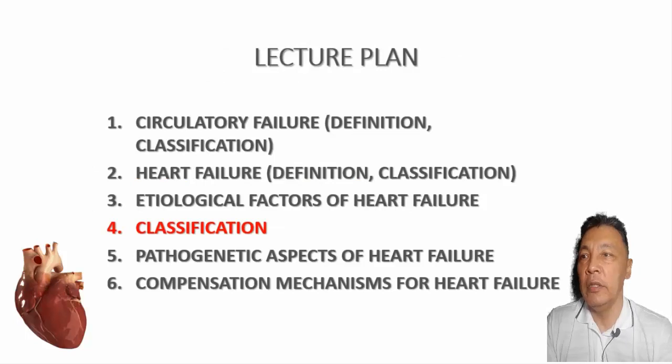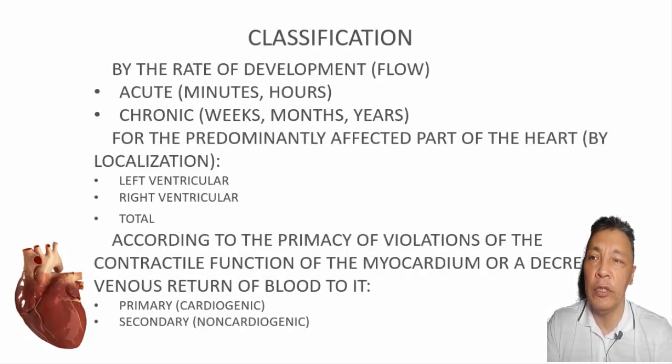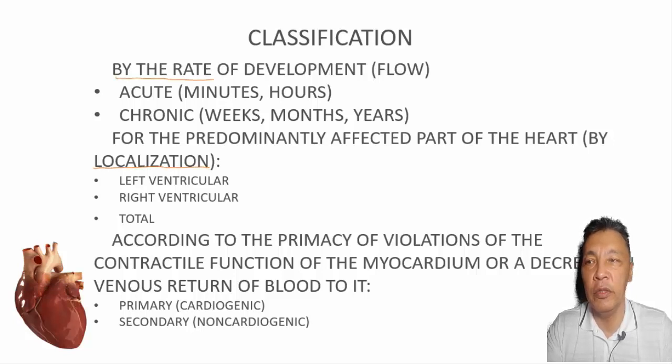Next slide, next point, classification. The following types of heart failure are distinguished. Classification by the rate of development and flow: acute, minutes, hours; chronic, weeks, months, years. By localization, for the predominantly affected part of the heart: left ventricular, right ventricular heart failure, and total.